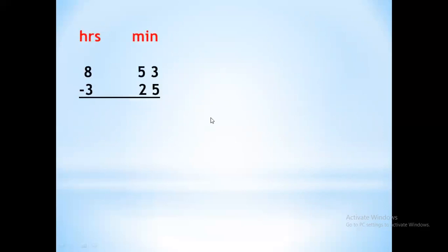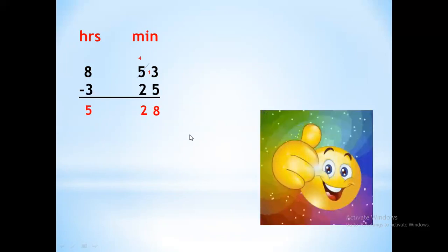Now look at this subtraction sum. 53 is greater than 25, so you can easily subtract. 3 cannot subtract 5, so you will borrow from 5, and it will become 4, and 3 will become 13. 13 minus 5 will give you 8. 4 minus 2 will give you, very good, 2. And 8 minus 3 will give you, very well done, 5. So your final answer is 5 hours, 28 minutes. Well done. Now look at another subtraction question.